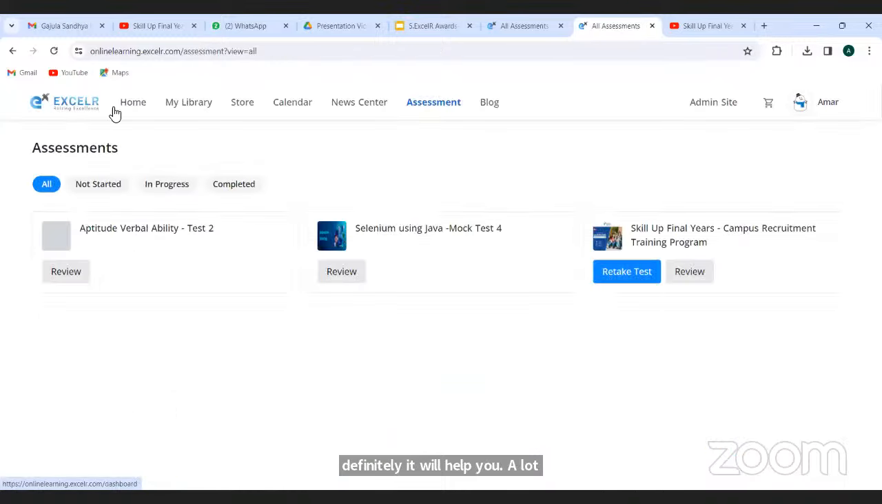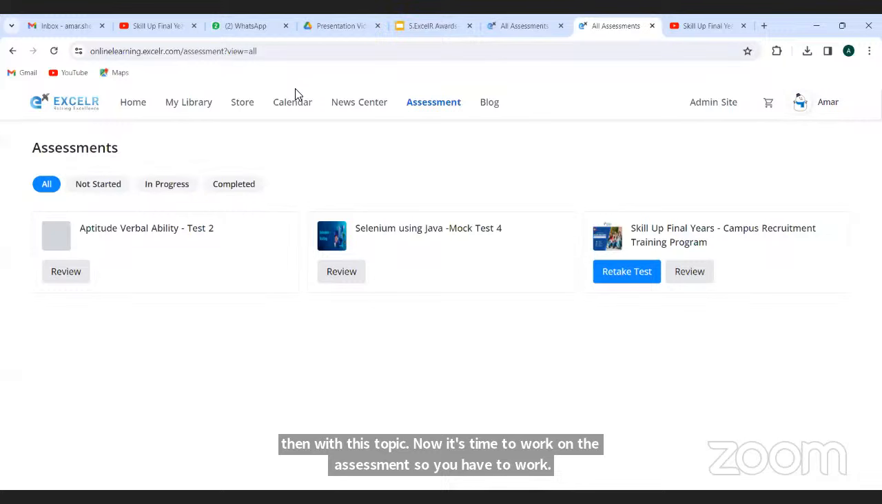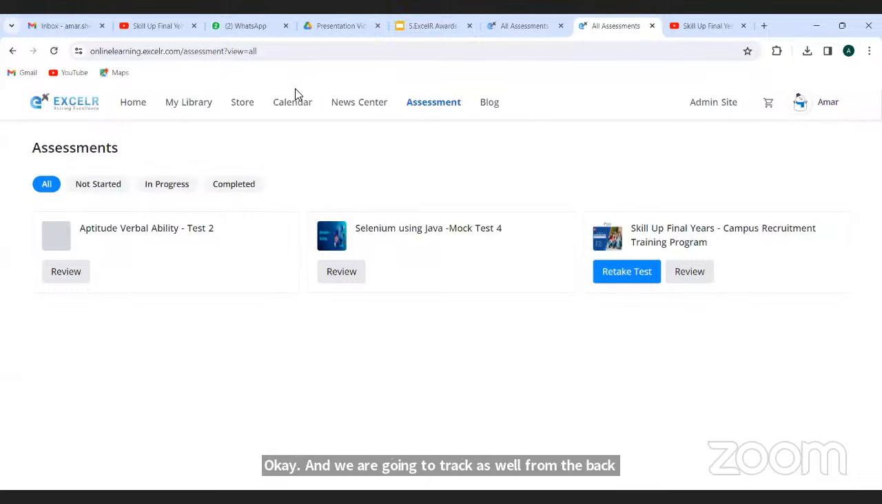For practice purposes, every day we'll update that we're done with this topic. Now it's time to work on the assessment, so you have to work. We are also going to track from the back end who are the best, who are the toppers. I hope each and everything is clear. Now let me check the questions.